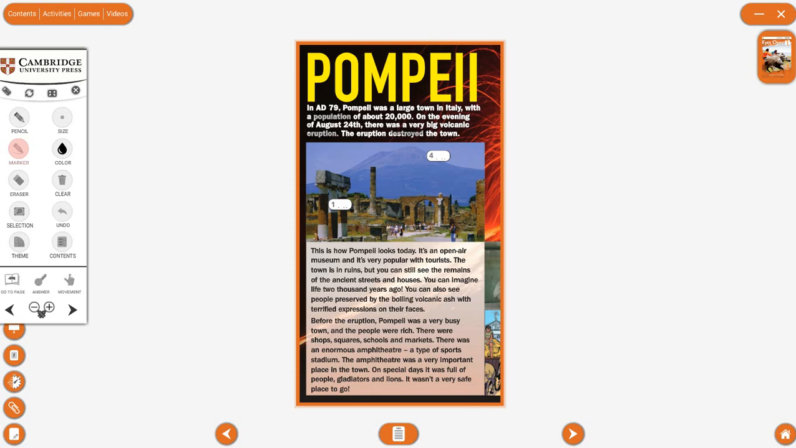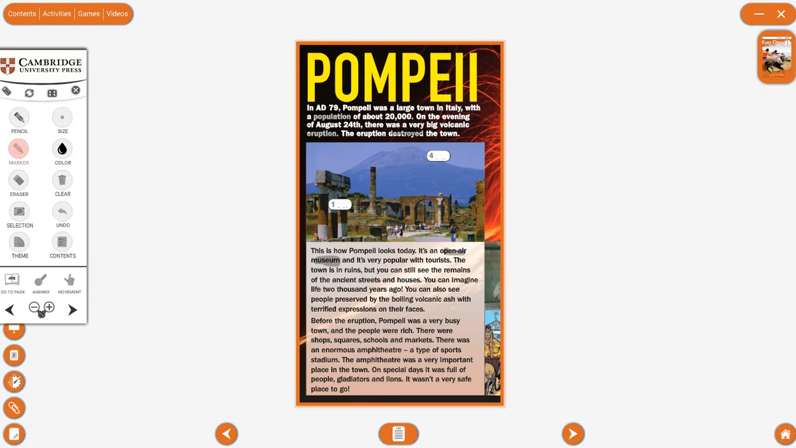Okay, this is how Pompeii looks today. Look at the picture. It's an open-air museum. Open-air museum in Turkish. You can guess the meaning. Open-air museum. Open, açık. Air, hava. Museum, müze. Açık hava müzesi. And it's very popular with tourists.